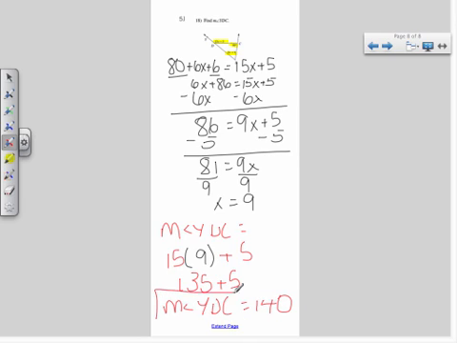Okay, let me just clarify one quick thing. I know that the measure of angle YDC is this angle right here, because if you look right here, it goes from Y to D to C. So that's where YDC came from. And that's the rest of the lesson on angle relationships.